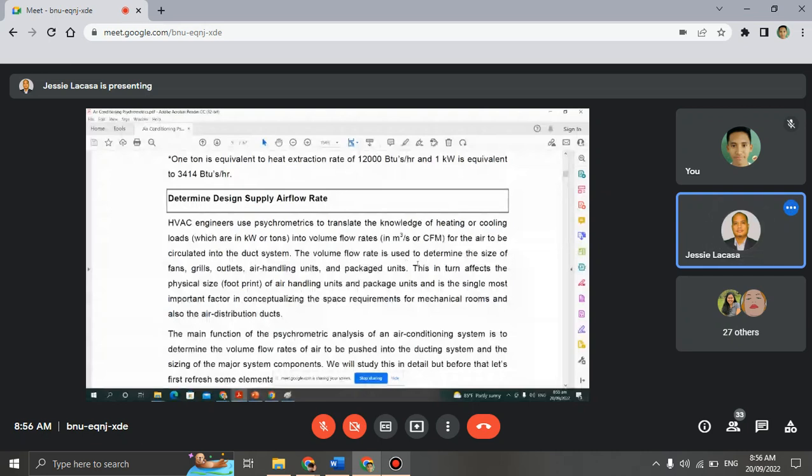Okay, let's proceed to psychrometrics. When we say psychrometrics, it is the science of studying the thermodynamic properties of moist air. These are its properties, which are factors we need so that we can design.